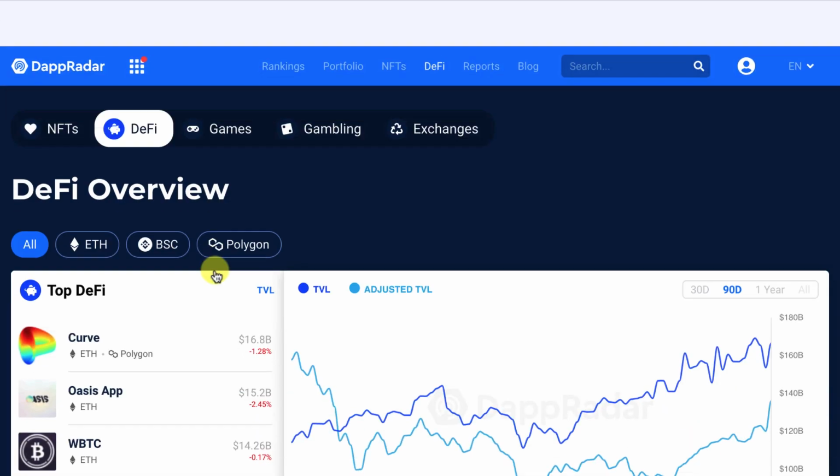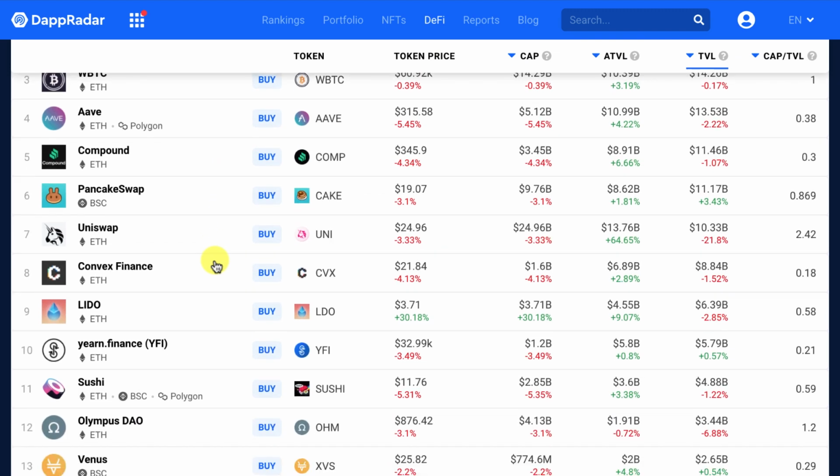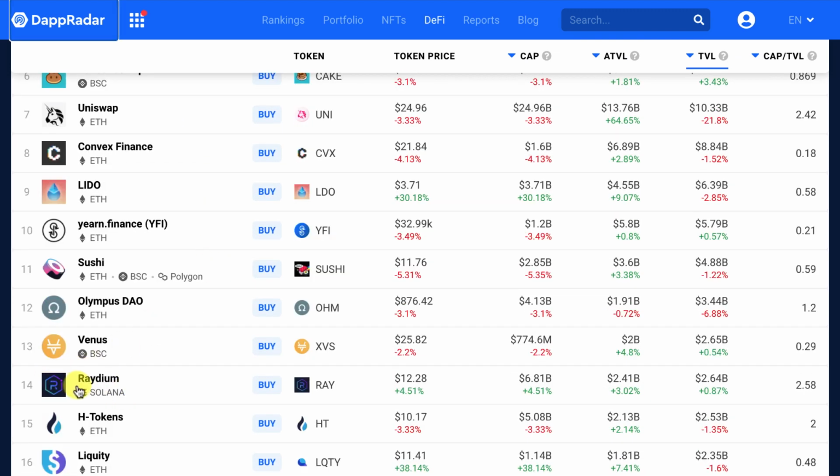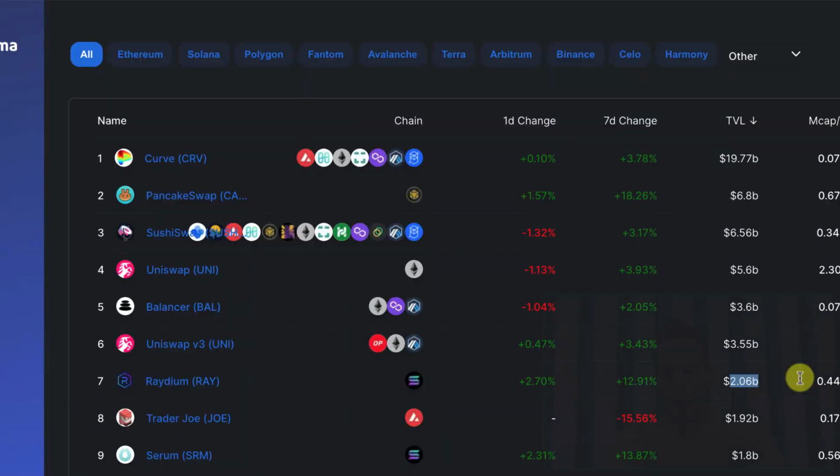It's also ranked here on the DApp Radar. Ray is placed somewhere here on the 14th place in terms of the most popular. This is sorted by TVL, so it has quite high TVL. And yeah, this is Raydium, the biggest exchange on Solana. This is all the features.